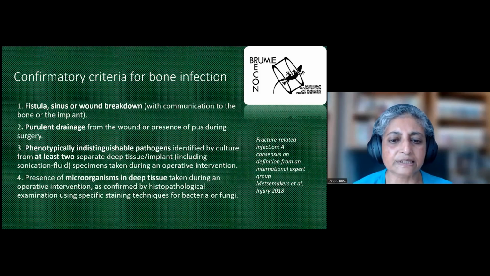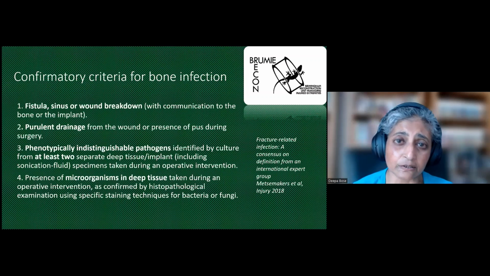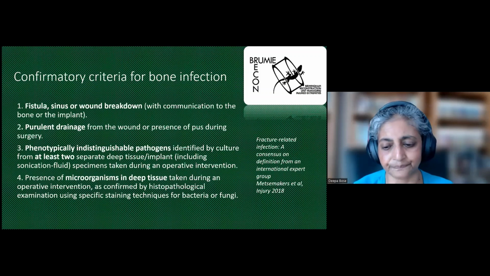And then microorganisms in deep tissue as confirmed by histology. So whenever you're sending samples for fracture-related infection or for any bone infection, you should send samples not only for microbiology, but also for histology, because it could be that if you get a culture negative infection, which we often do, so about 20% of fracture-related infection turns out to be culture negative, meaning that we fail to grow anything, then the histology will give you the answer. So those are your confirmatory criteria for bone infection.